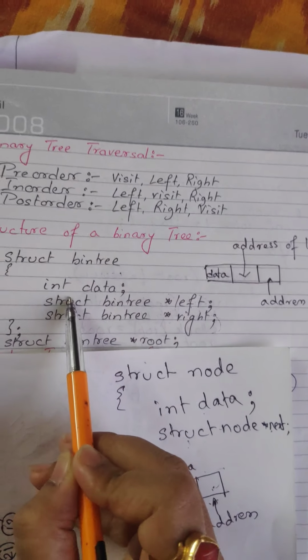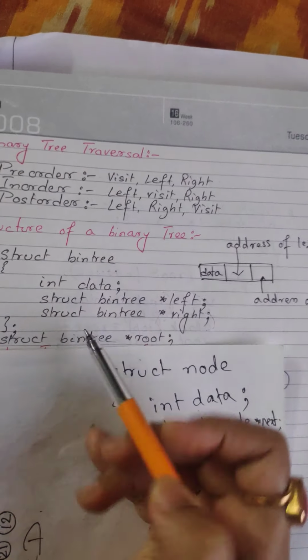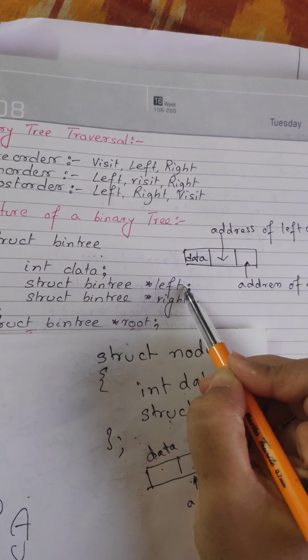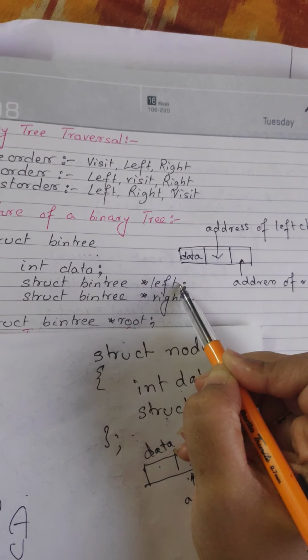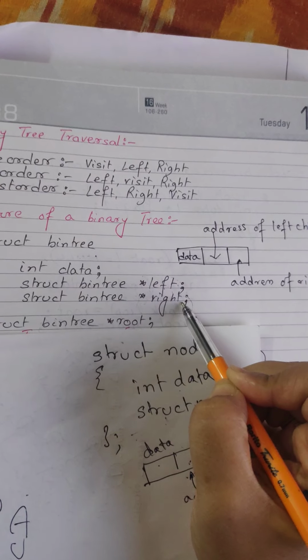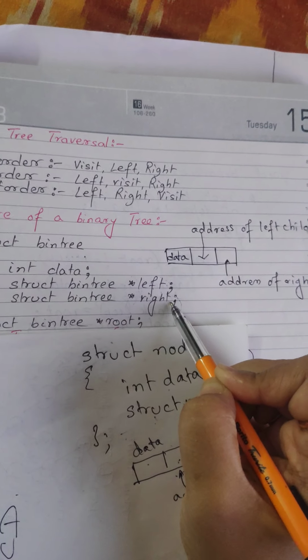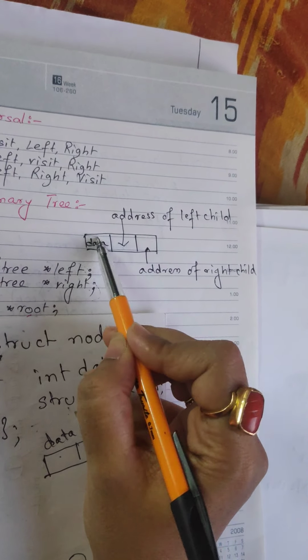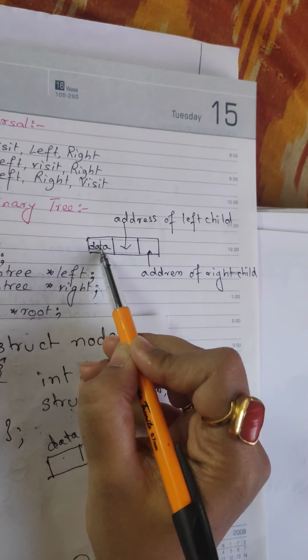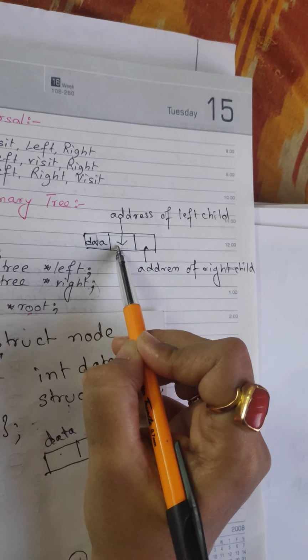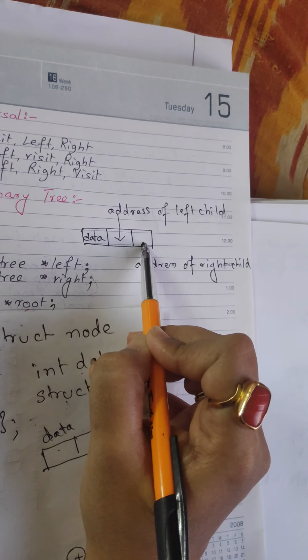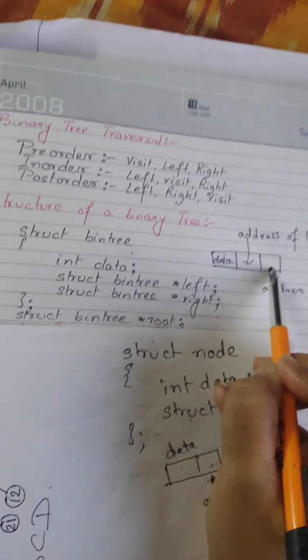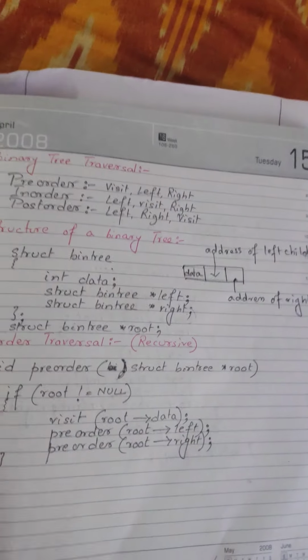Similarly, if you compare these two structures, a node of a binary tree contains a data part and two address parts. One address part storing the address of the left child of the node, another address part storing the address of the right child of the node. So this is the structure of the node. It has three parts: data part, address of the left child, and address of the right child. Clear? Now coming to the algorithm.